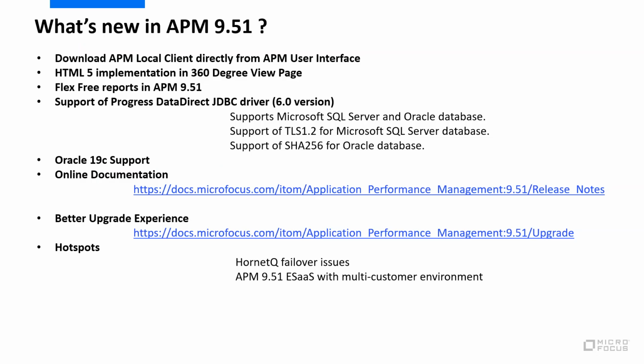Many browsers have stopped or are going to stop support for applet view. So applets are not going to be supported, or some browsers have already stopped supporting them. So we came up with the APM local client, which will act as a browser to access the old UI, and which is shipped with APM. Once you install APM, you have a link there, and you can install the local client and make use of it.